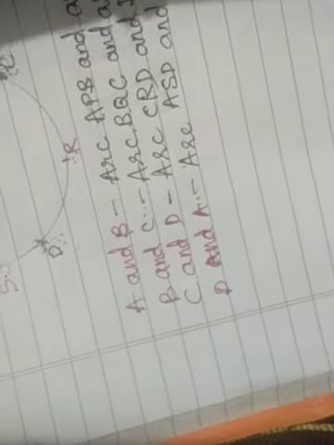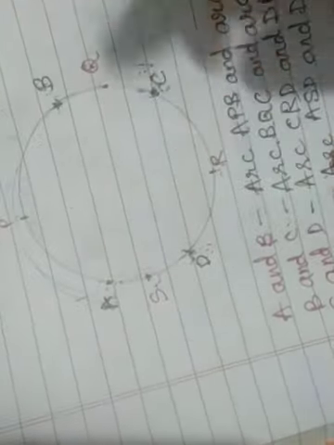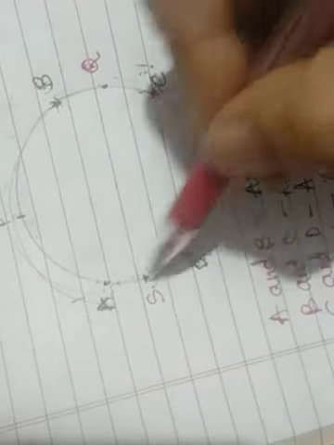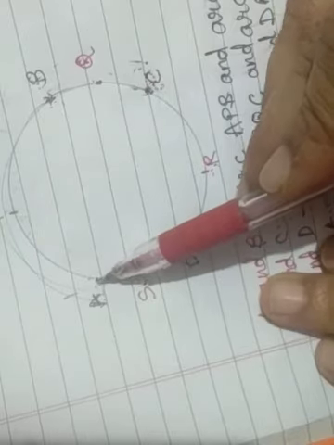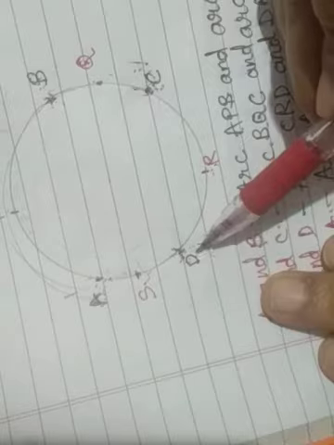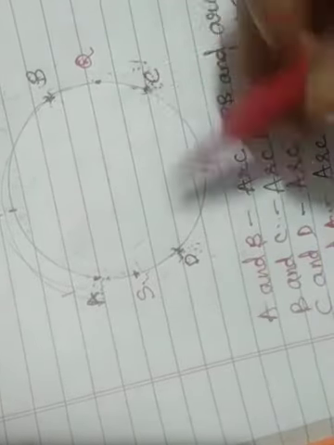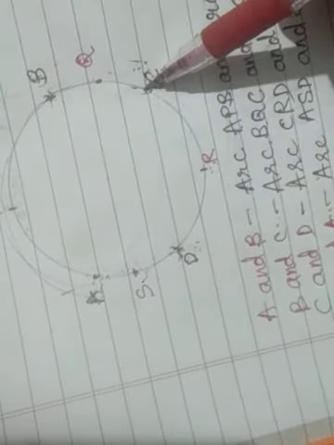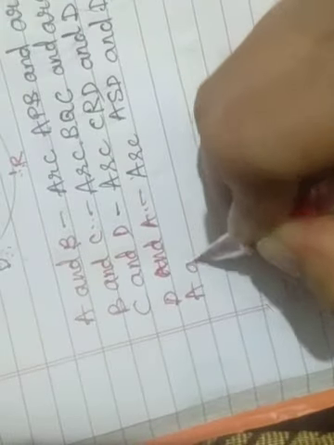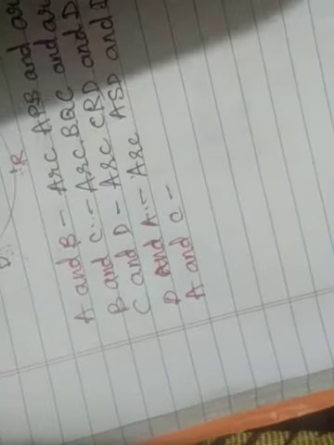So can you have other points here, other endpoints? A and B is over, B and C is over, C and D is over, D and A is over. But there are other points also. We can take A and C, correct? And we can take B and D. So altogether six different pairs of arcs we are going to get. So now let us try with A and C.